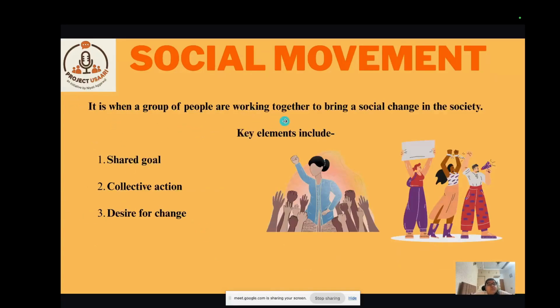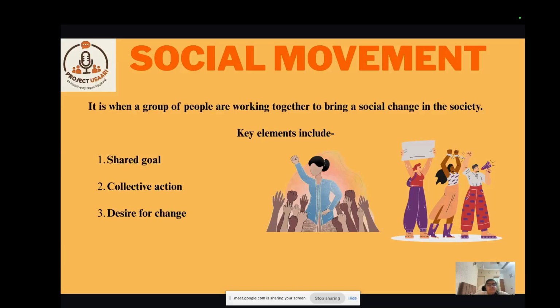It is when a group of people are working together to bring a social change in society. There are three key elements to a social movement. First, a shared goal. A shared goal is a common goal that the people who come into a movement agree upon and fight for.